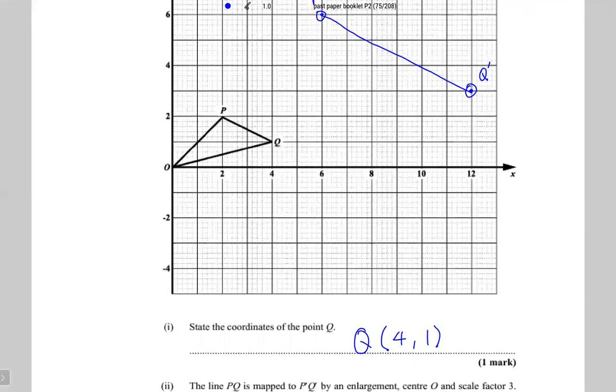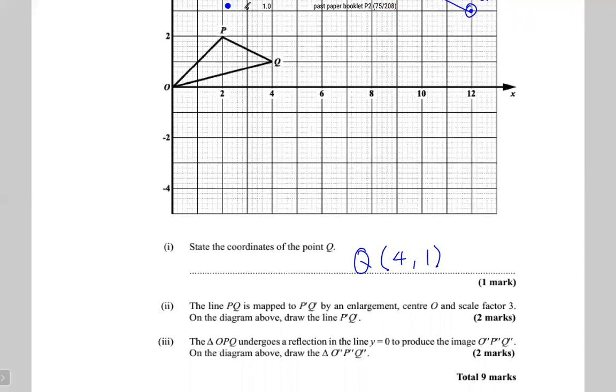Last part of the question. Next, we're told that triangle OPQ undergoes a reflection in the line y is equal to 0. Now, first of all, the line y is equal to 0 is the x-axis. This is the line y is equal to 0. So I'm going to reflect this triangle in the x-axis. It says to produce the triangle O double prime, P double prime, Q double prime. It says on the diagram above, draw a triangle O double prime, P double prime, Q double prime.